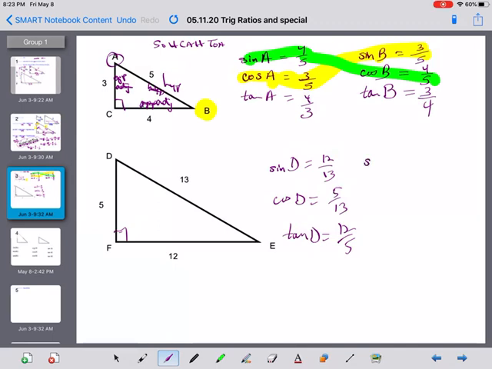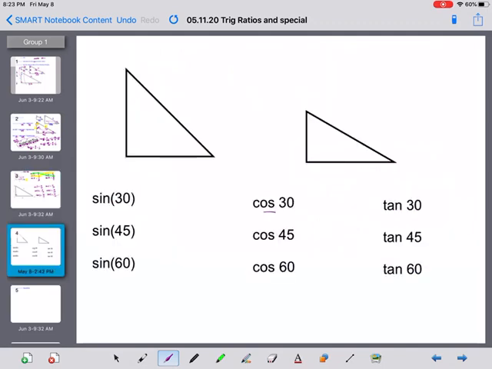Okay, so now we have E. Sine of E, opposite over hypotenuse, 5/13. Cosine of E is 12/13. And tangent of E is 5/12. So there you go. So the homework is kind of like this. Now let's finish up here, because I might put this on a test.